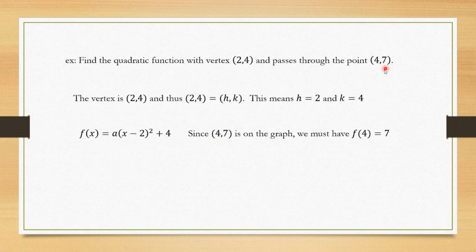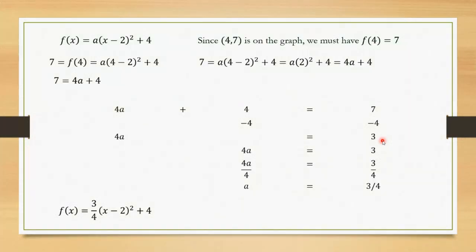Well, we know that (4, 7) is also on the graph, which tells us that f has to send 4 to 7. That is, f of 4 must equal 7. So it's just like the other one. We can use that to figure out what A is. Now, if you're given something, you really want to use it. We're given that (4, 7) is on the graph.